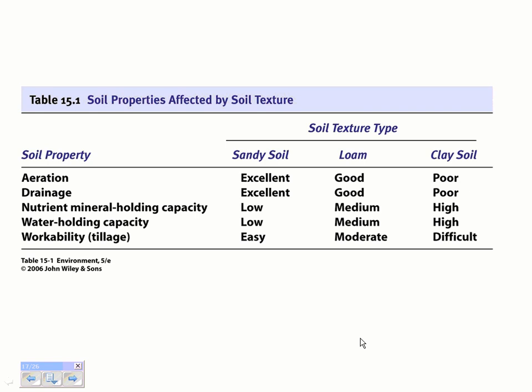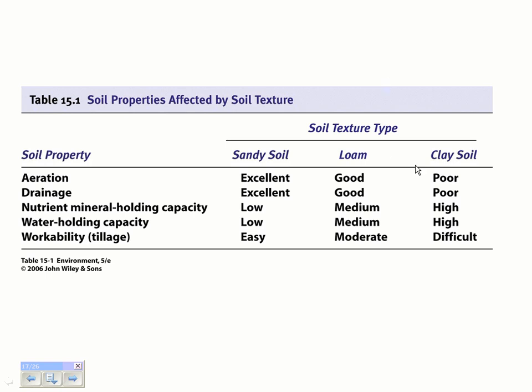And then in this table here, you can see the soil texture type that is the most ideal for agriculture. That's loam. So you can see that loam has good aeration, drainage, mineral holding capacity is medium, water holding capacity and workability. When we have soil that's sandy, because of the large particles, they allow a lot of water to wash away those minerals. There's good aeration, but it doesn't hold nutrients very well.